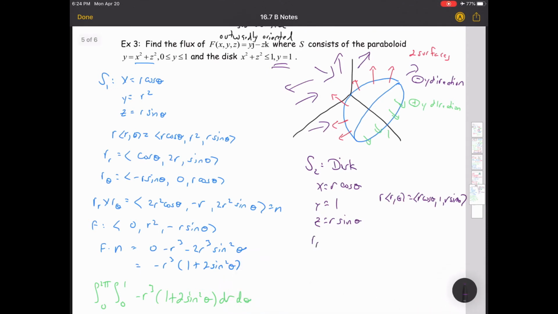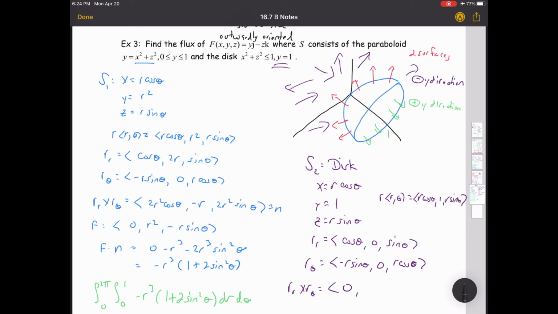So r sub r is going to be cosine theta, 0, sine theta. R sub theta is going to be negative r sine theta, 0, r cosine theta. All right, so crossing these, r cross r theta, eliminating the i row and column gives us 0.